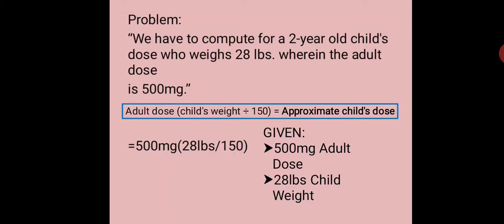in 150. So, again, ang ating gagawin muna is to divide. So, 28 pounds divided by 150 is 0.18. Then, i-multiply natin siya in 500. So, 500 multiply 0.18 is 90 mg child dose. So, according kay Clark's, sa 2-years-old na bata na may timbang na 28 pounds, ang ipapainom natin na child dose ng medisina or ng medicine is 90 mg.